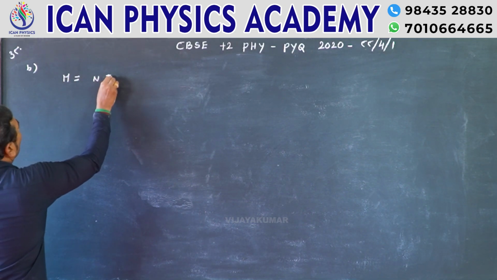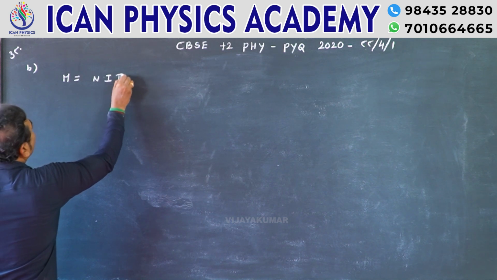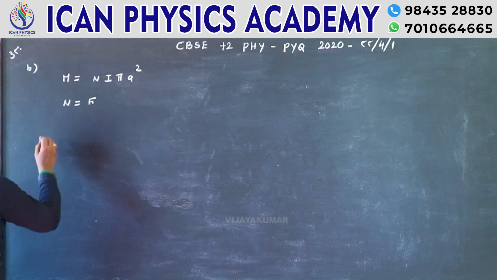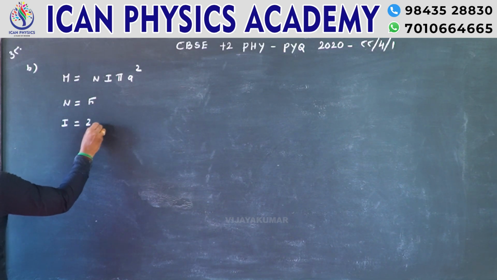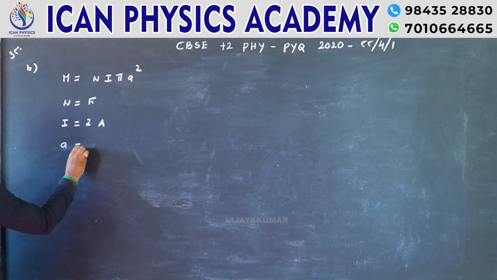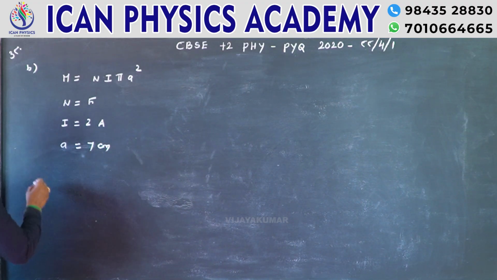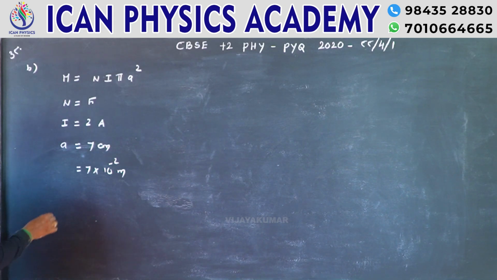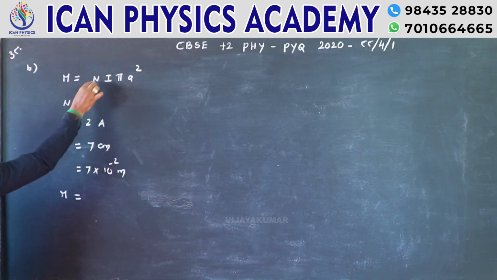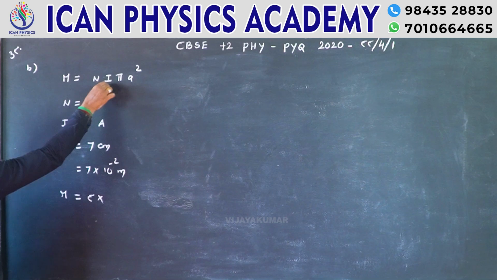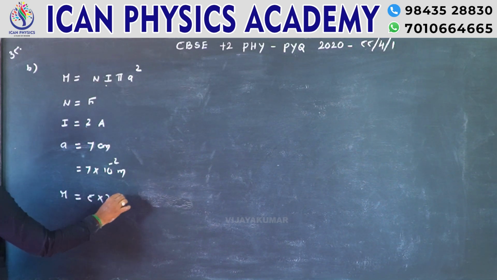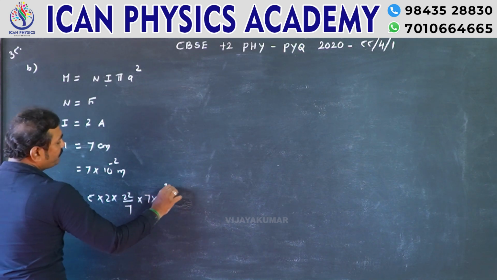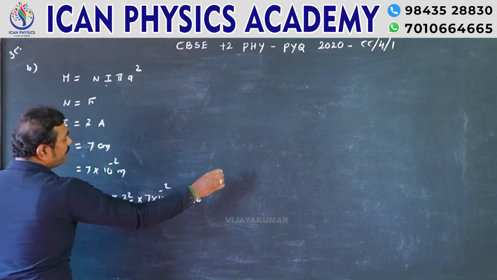That is N I pi A square. What is N? N is the number of turns, which is 5. What is I? I is the current, 2 ampere. What is the radius? 7 centimeter. Convert the centimeter into meter. So 7 into 10 to the power minus 2 meter. So magnetic moment is N, 5, into I, 2, into 22 by 7 into A square. So 7 into 10 to the power minus 2 into 7 into 10 to the power minus 2.